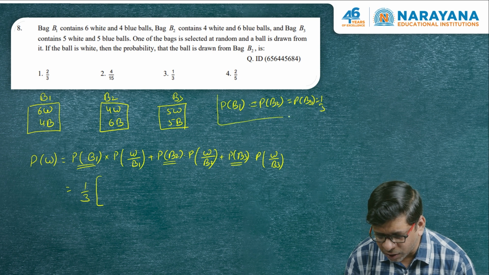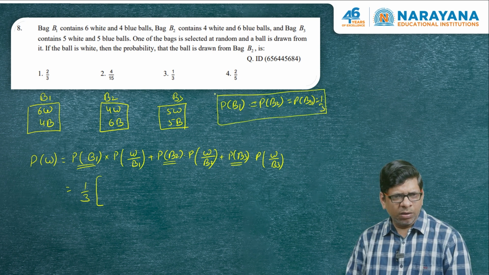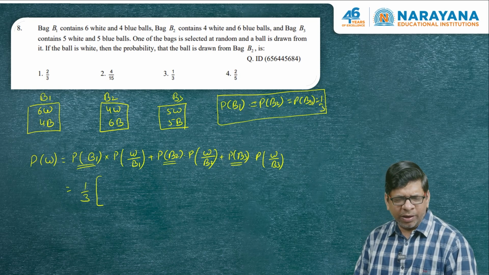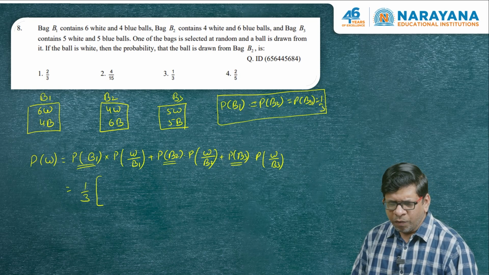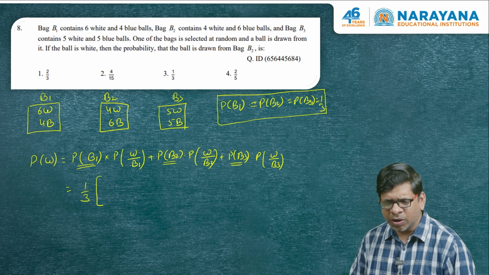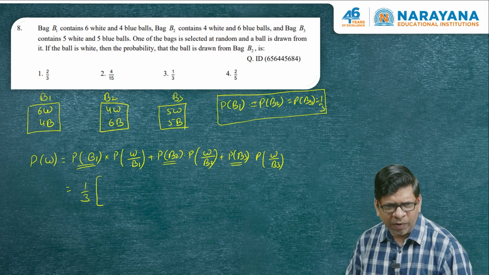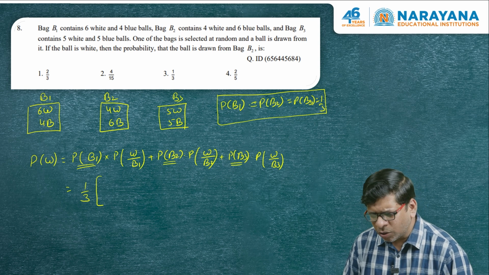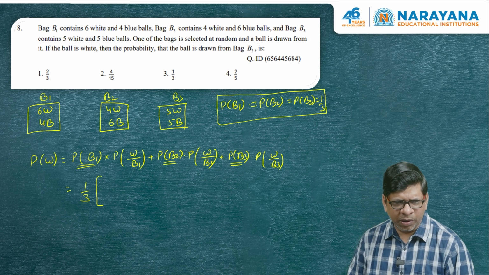Usually, when selection of bag is not important, in the sense that which bag you are selecting first for drawing a ball is not important, you can pick any one of the bags first and then select a white ball. So when that order is not mentioned, it is equiprobable.